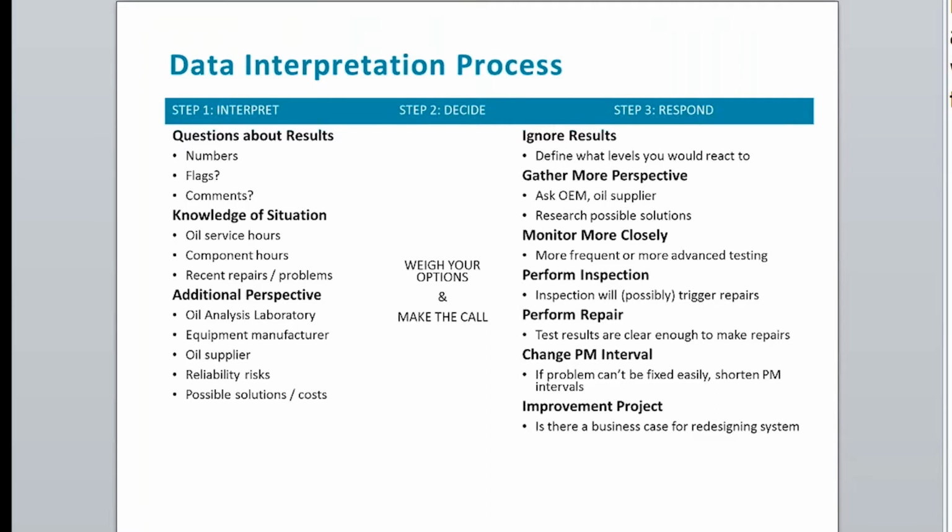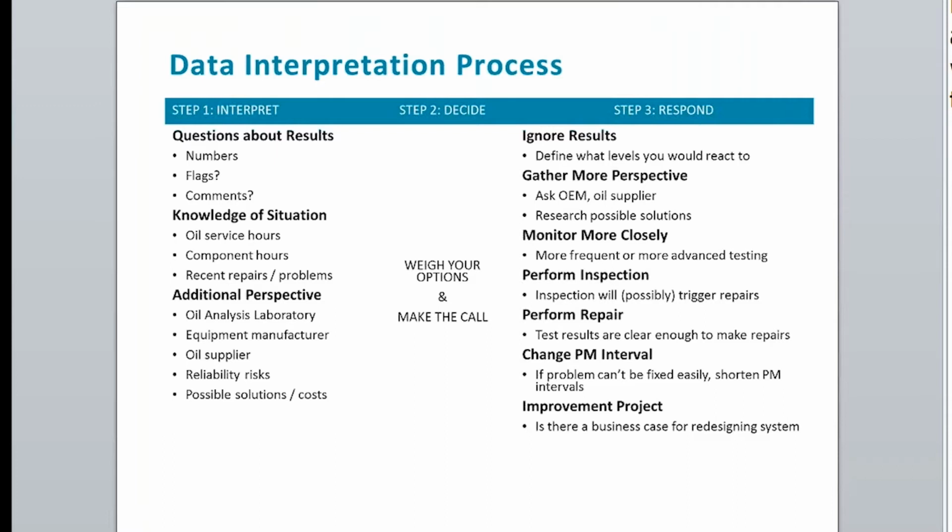The first is interpretation of the results, which is reviewing what has been flagged, reviewing the hours on the oil or component, and looking into recent repairs or issues which could have driven these flags, and getting additional perspective from the lab, OEM, oil supplier, and other sources to determine how to react. Next, you take this information and decide how or if you're going to react. You make the call. This leads to your response, ranging all the way from not doing anything, to gathering some more perspective, to monitoring closely, all the way down to changing your PM intervals and even creating improvement projects.